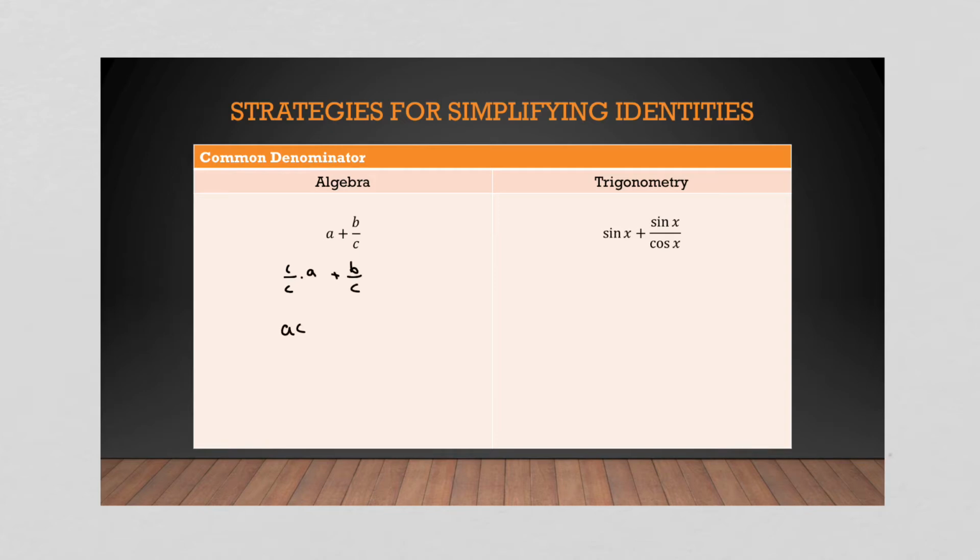That's going to give us ac over c plus b over c, so we can then write this as ac plus b all over c. That's how we do it algebraically. We do it the same way using trig.